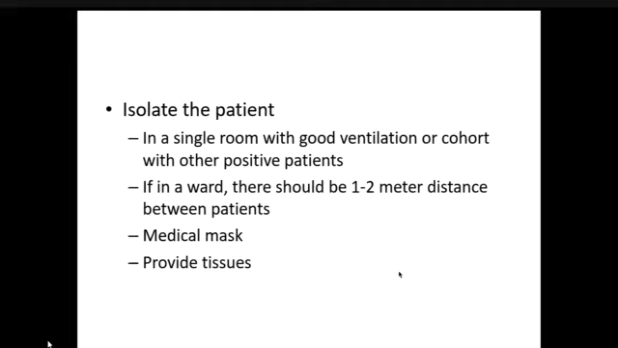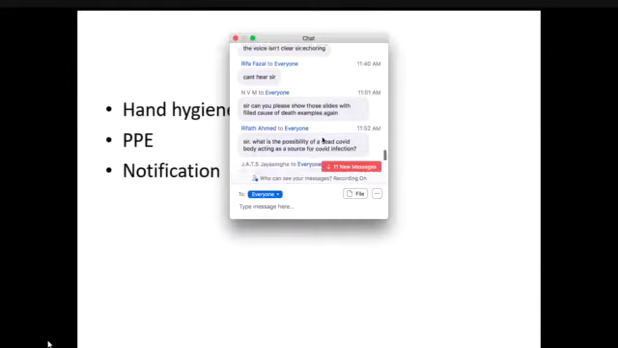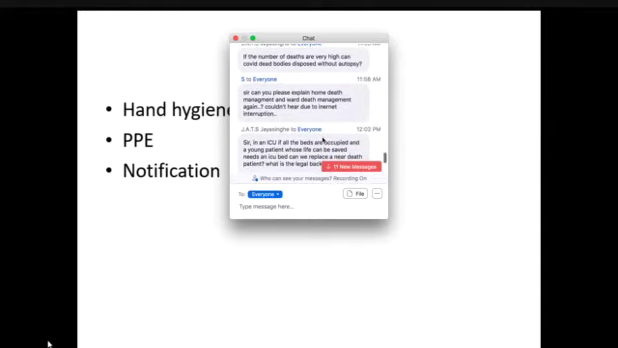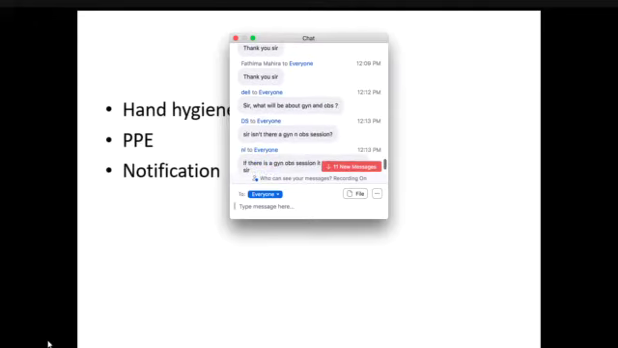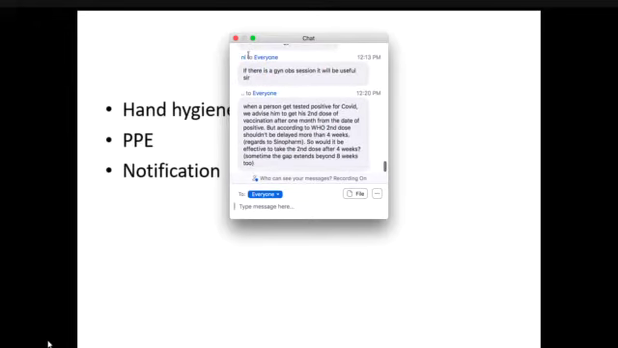Because if the patient coughs or talks, right, then there's a high risk of spreading the infection. And you have to provide tissues for the patient to cough. Cough etiquette should be practiced. And hand hygiene again for patient as well as the staff, very important, right? And when you are going closer to a patient who is non-positive, then you have to wear adequate PPE, right? Then notification is again important in this patient.